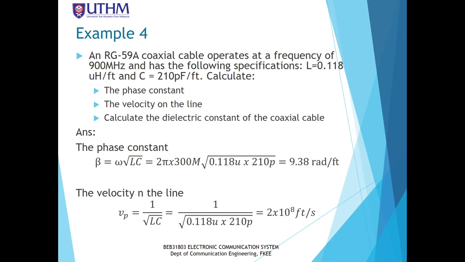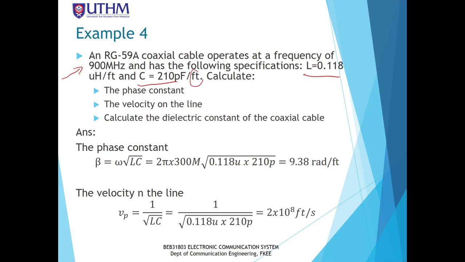Example. This is almost the same like the previous final exam questions. Something like this has been asked in the previous exams. So the first one, for example, here is a coaxial cable operates at frequency of 900 mega. We can say that this is a high frequency transmission. Okay, so high and low is quite subjective. So kalau dia dalam ratusan megahertz ke atas, so kita katakan dia high frequency. Okay, and we are given the parameter of inductance and also the capacitance over here per unit length.